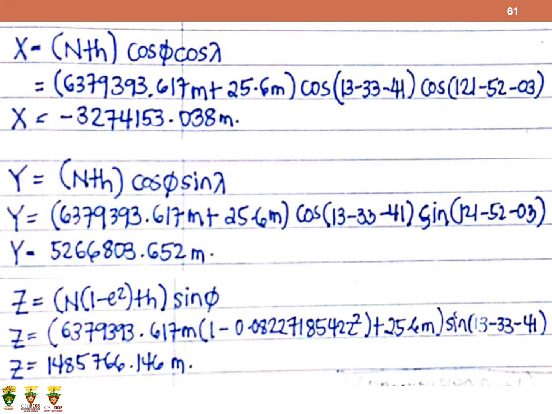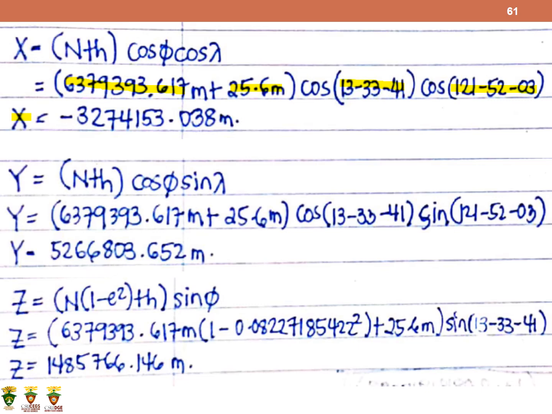So for the x coordinate, we have this formula: N plus h times cosine geodetic latitude times cosine longitude. Substitute the value of N that I solved earlier, the given ellipsoidal height, and the given geodetic latitude and geodetic longitude, or lambda. We can have the value of x to be negative 3274153.038 meters.